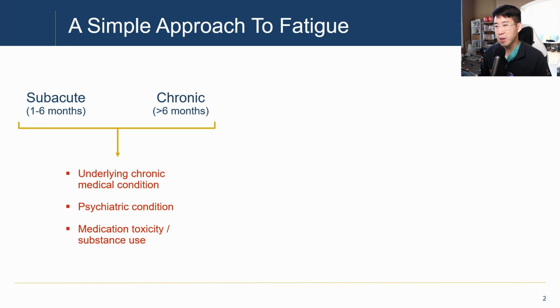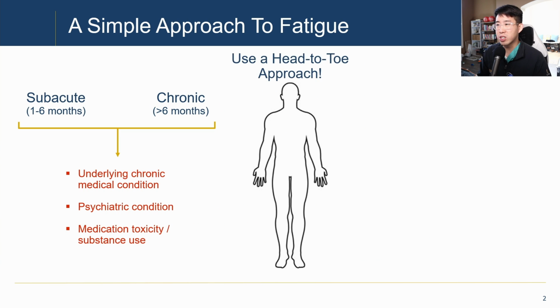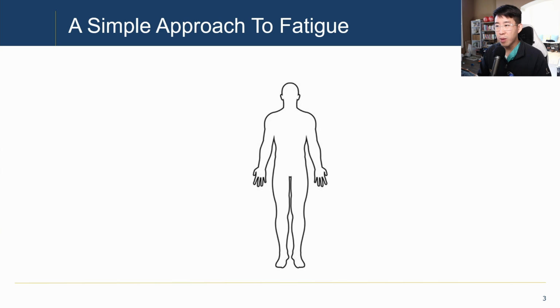When evaluating subacute and chronic fatigue, a really good way to approach this is using a head-to-toe approach. Number one would be the brain, or psychiatric or neurologic diseases, such as depression, somatization, fibromyalgia, and multiple sclerosis. Specifically, I want to say depression, especially with anhedonia, which is a lack of interest or a lack of motivation to do things. This is probably one of the most common causes of chronic fatigue. So you really want to screen patients for depression, and we use things like the PHQ-9 test or the GAD score to screen.